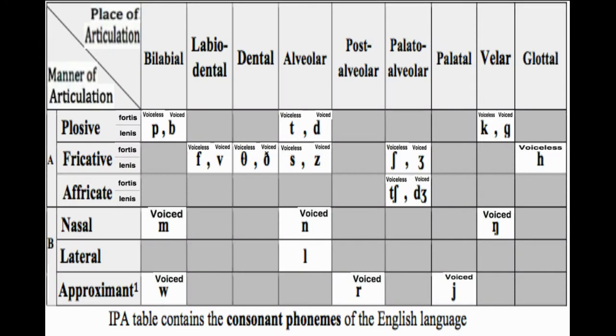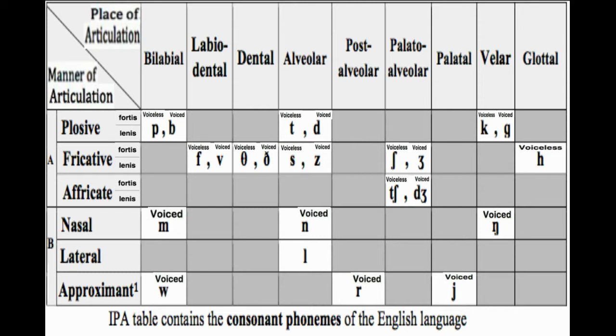As a summary of the places and manners of articulation, we get the IPA table of the consonantal phonemes of the English language. The IPA table represents the different places and manners of articulation of consonants. For different places, we get bilabial for p and b, labiodental for f and v, dental for th and th, alveolar for t, d, s, z, n, and l, post-alveolar for r, palato-alveolar for sh and j, ch and j, velar for k and g and ng, and glottal for h.